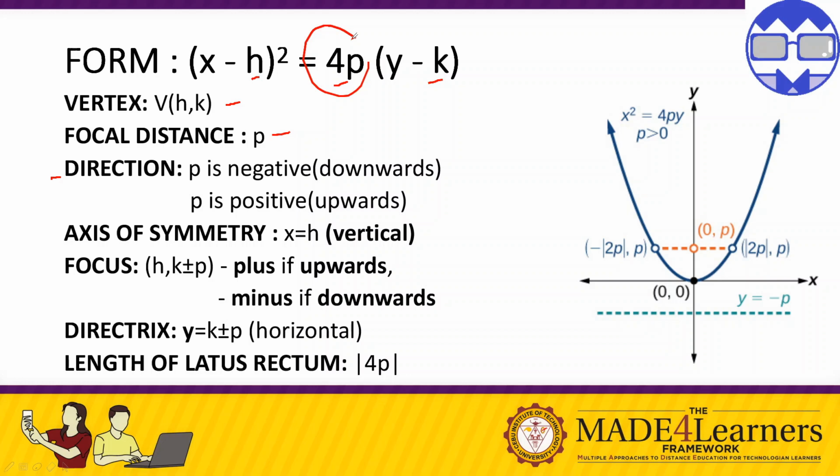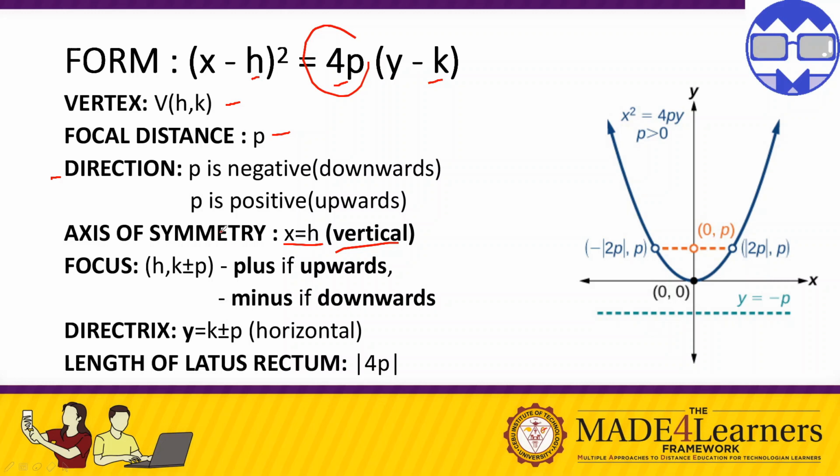Now for the axis of symmetry, it's vertical. You might be confused about this because we said vertical, but the equation is x equals h. So why is it x equals h? Remember, when we talk about vertical lines, it is always passing through the x-axis. If we talk about horizontal lines, it always passes through the y-axis. So that's why if it's vertical, it's x equals, and of course the horizontal movement is h.